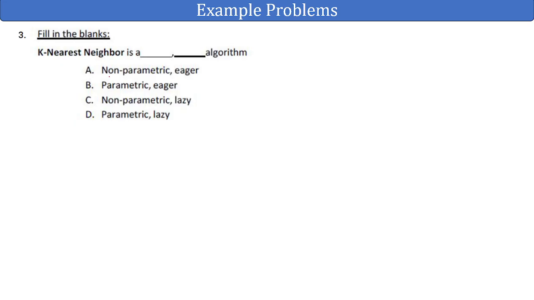Then K nearest neighbor is the algorithm. Which one is that? It's not eager. It's non-parametric. It's not parametric. It's not eager, so this can't be. This is non-parametric. This is lazy. They don't worry much about going the manual way. So this is actually a non-parametric and lazy algorithm.